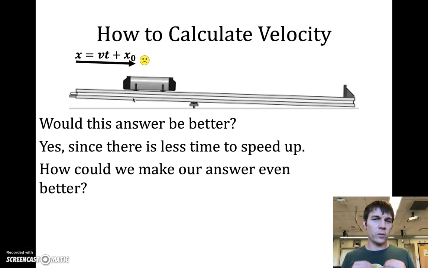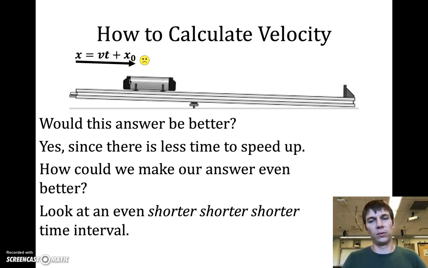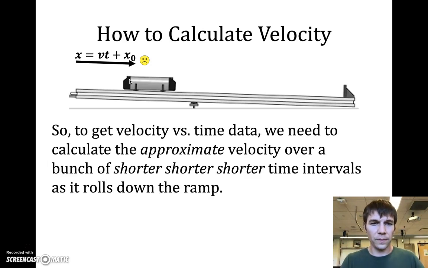So this equation is not working well. It's giving an approximate velocity, and we are using shorter and shorter time intervals because this equation only gives us one velocity. This thing has a bunch of different velocities, but if we use a shorter time interval, then the velocity doesn't change as much. And so the one velocity that this equation gives you is going to be a little closer to what we're looking for. So what can we do? We can make it shorter. We're just going to make it shorter and shorter and shorter. If you've done limits in calculus, there's a connection here.